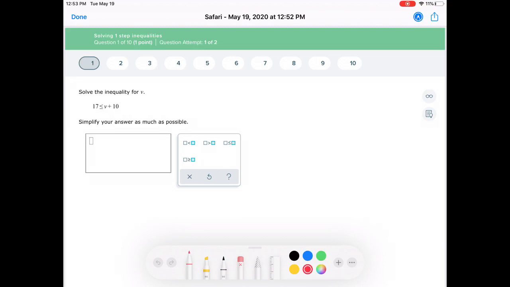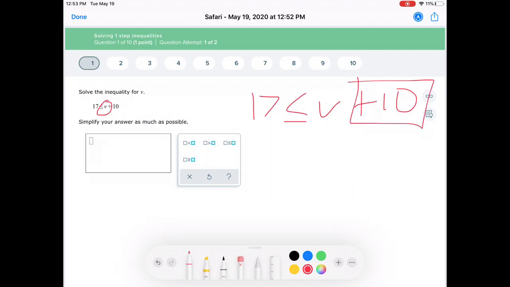But the idea when we solve an equation or an inequality is to get this variable by itself. So we have to get v by itself. And in order to do that, we undo whatever is being done to that variable. So I'm going to rewrite the inequality over here. So to get rid of plus 10, we think, what is the inverse operation of adding 10? And that is subtracting 10.